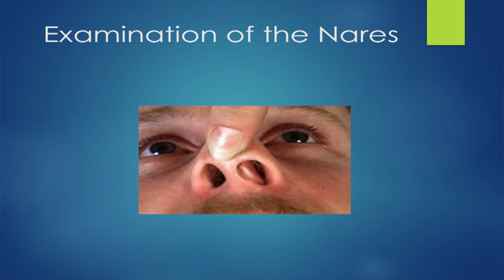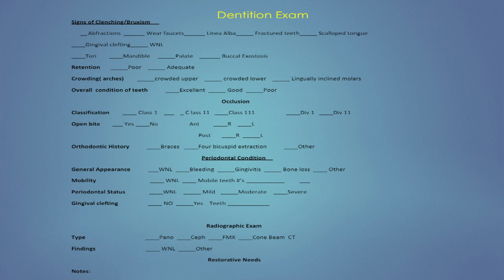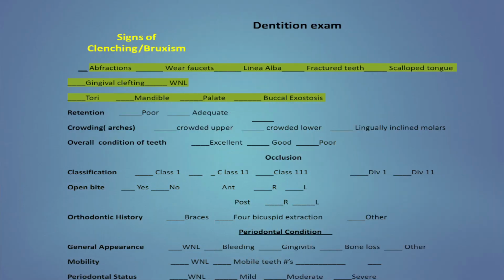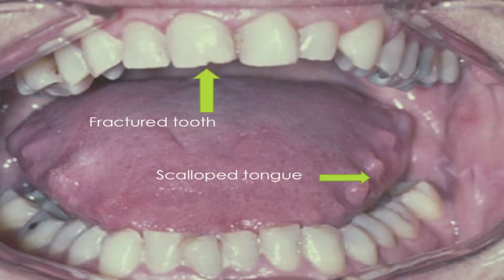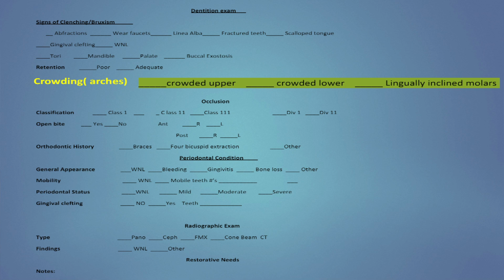Dentition exam. Part of that is signs of clenching and bruxing. We look for abfractions, wear facets, linea alba, fractured teeth, scalloped tongue. Here we see a scalloped tongue and fractured teeth. These need to be recorded. We look at the arches, see if the arches are crowded or not. Crowded arches can indicate a smaller airway.